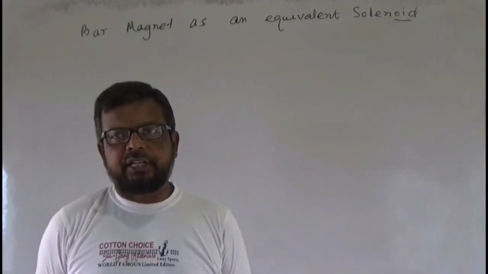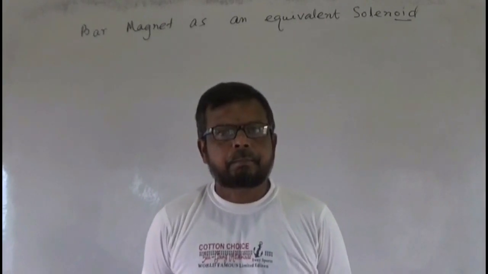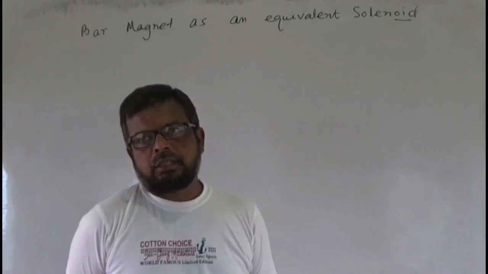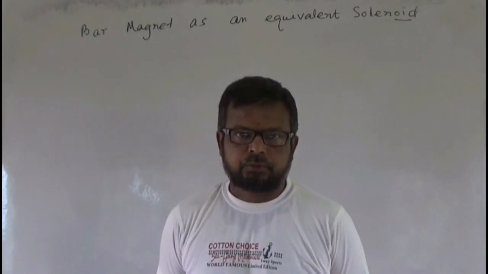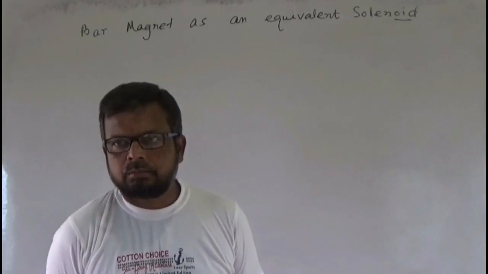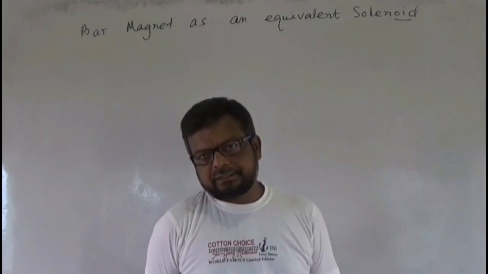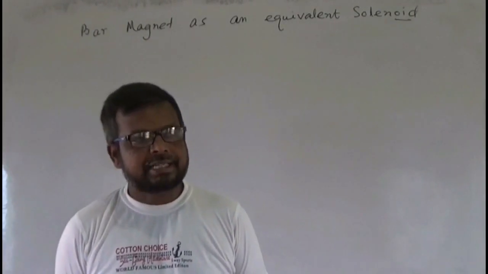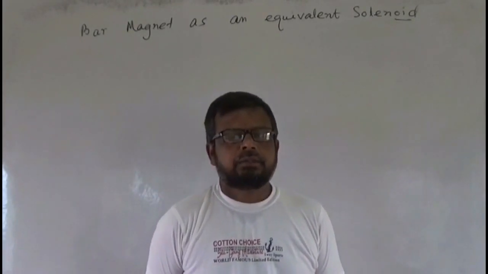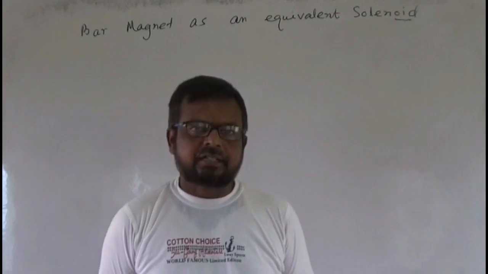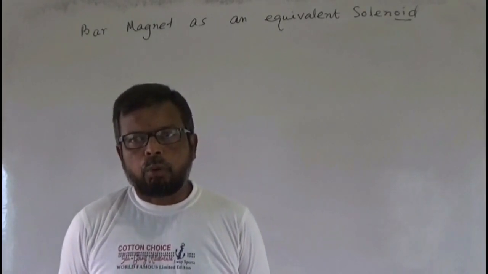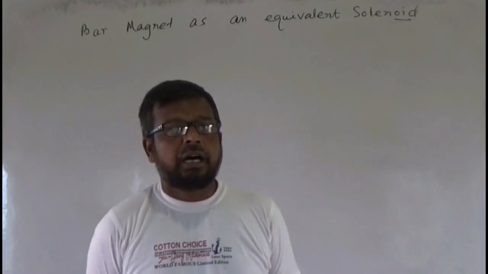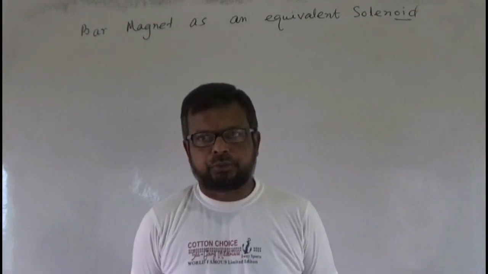A study of magnetic field lines around a solenoid carrying current and magnetic field lines around a bar magnet shows that both field lines have the same shape or the same structure, and from that we can say that the solenoid acts like a bar magnet. All the properties of a bar magnet are applicable in the case of a solenoid also.